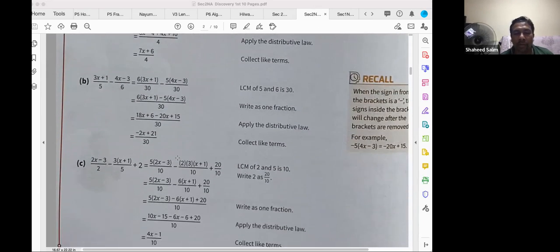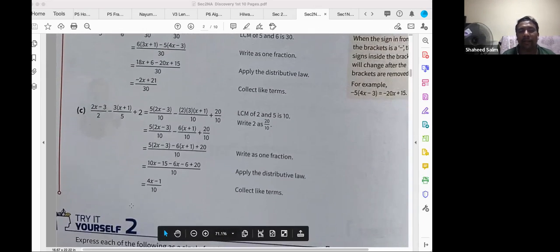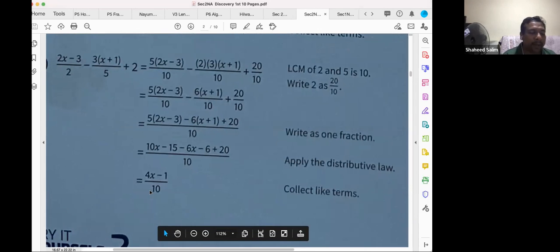Let us see whether our answer is correct. There, the answer is correct. Can you see now? 4x minus 1. Right? Is that the answer?